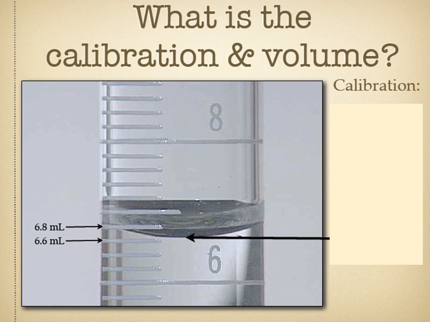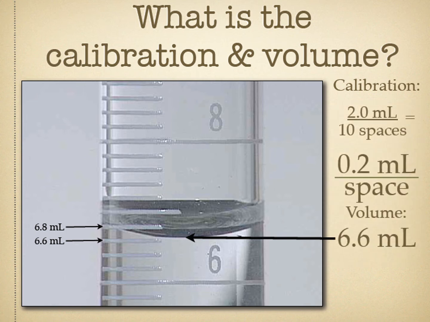So calibration, we have two numbers, 8 and 6. So that is 2 milliliters, and there's 10 spaces between them. So each space is 0.2. So knowing that information, you look at the meniscus. It's between 6.6 and 6.8. I would say closer to the 6.6 line.